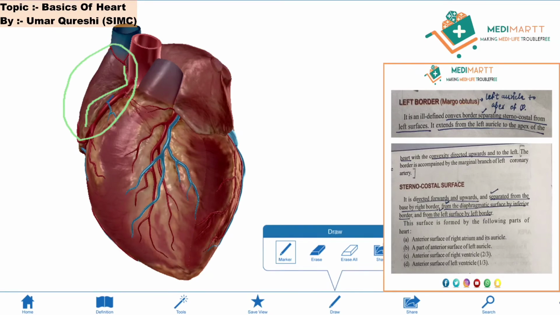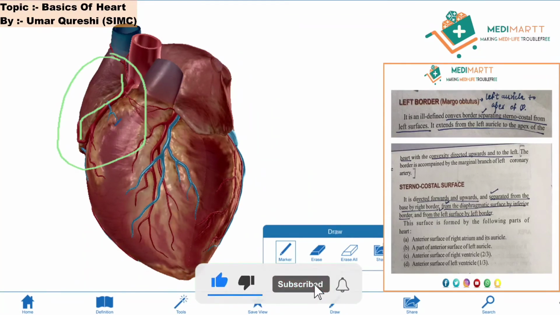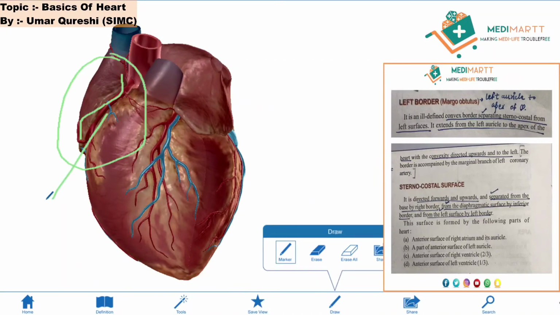Basically this is the right atrium, a little portion of the right atrium and a little portion of the auricle. So it is formed by the anterior surface of the right atrium and its auricle. This is the auricle of the right atrium. Then a part of the anterior surface of the left auricle. Here it is the left auricle. We will not include the left atrium here, because just the left auricle is included, and only a little part of its anterior surface.